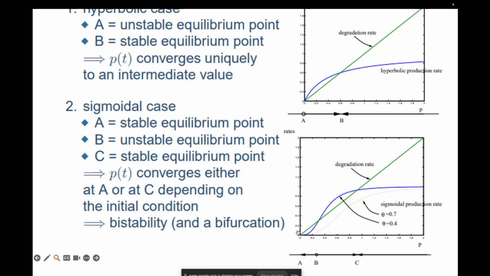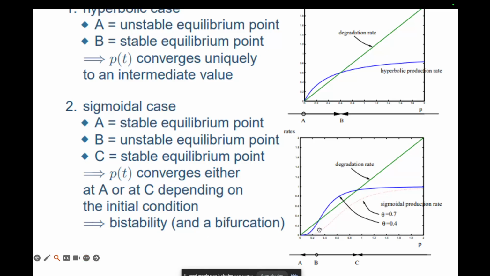So that's the sigmoidal case where actually it's opposite. This point is an unstable equilibrium point, and B is stable. Sorry, A is an unstable equilibrium point. On the left hand side, it is an unstable equilibrium point. This is a stable equilibrium. This again is unstable. Sorry, I think I said it wrong. So A is stable, B is unstable, and this is stable. So it's stable, unstable, and stable again, like that. And PT converges either at A or C depending on the initial condition.